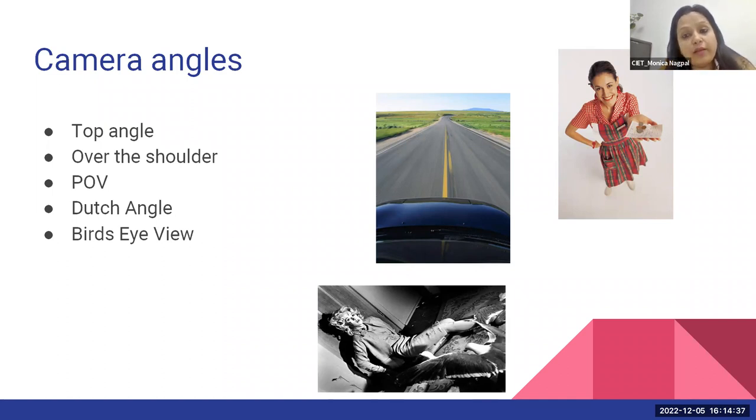Similarly, we have a low angle shot, the opposite of the top angle or the bird's eye view. We call it worm's eye view or the low angle. In that case, the camera would be lower than you. So it would be looking at me from down and I'll be looking really big. When you want to show somebody as overpowering in that particular scene, then that kind of shot is utilized.